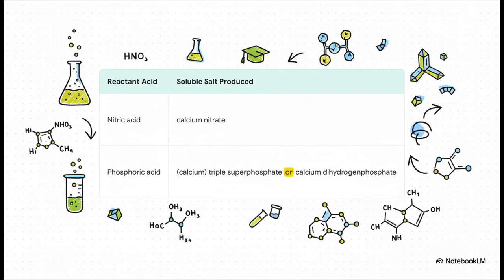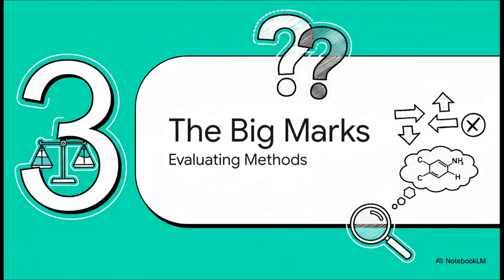Now, this is where getting the names exactly right is crucial. For nitric acid, the mark scheme wants to see calcium nitrate. Simple. But look at the answer for phosphoric acid. This is interesting. The mark scheme actually accepts either calcium triple superphosphate or calcium dihydrogen phosphate. Knowing that both of those specific terms are good for a mark is a massive advantage in an exam. All right, 4 marks down, 4 to go.